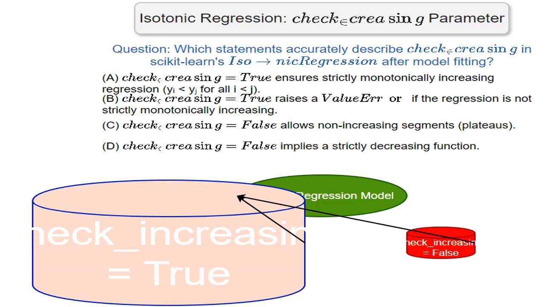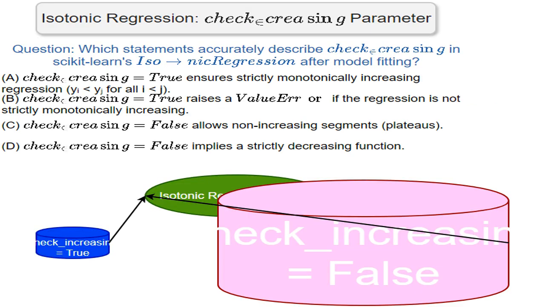I'm setting the _check_increasing parameter to true. This tells the model, I want a strictly increasing function. No plateaus allowed. If the model can't create a strictly increasing function, it'll throw a value error. It'll basically yell at me and say, I can't make this work the way you want.